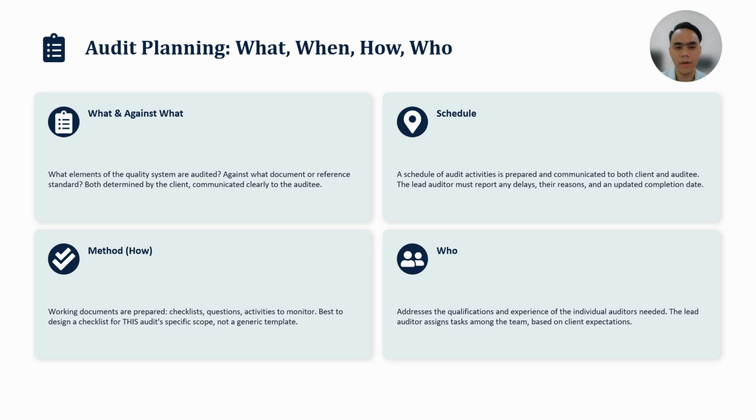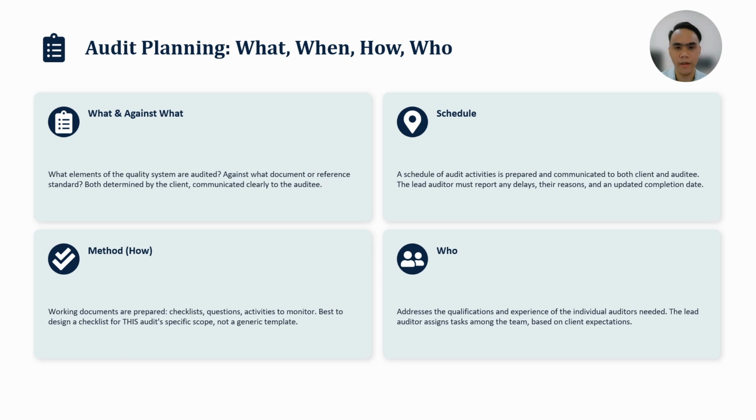So what elements of the quality system are to be audited, and against what documents or reference standards should the quality system be audited? The answers to both of these requirements are determined by the client and should be communicated clearly to the auditee. Ambiguity here undermines the whole process.